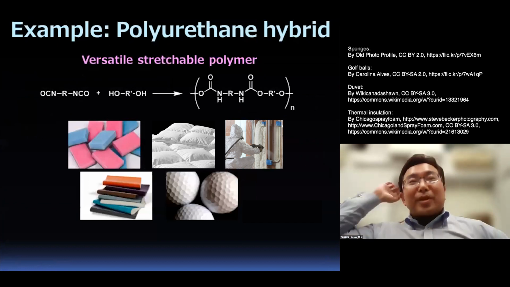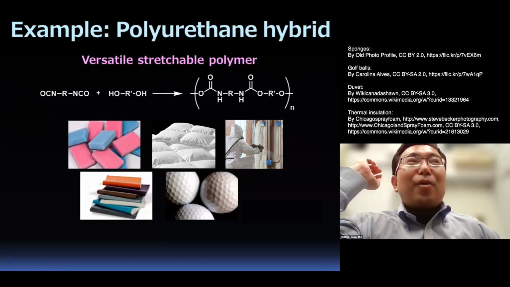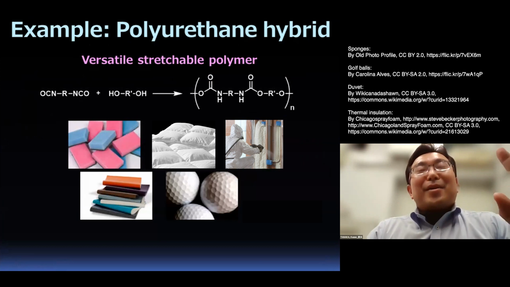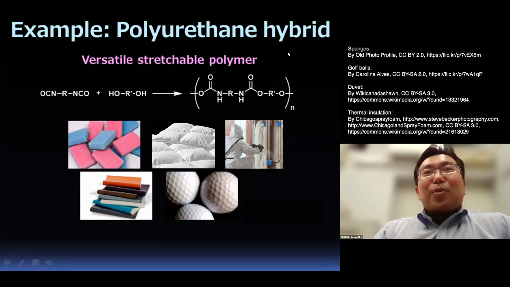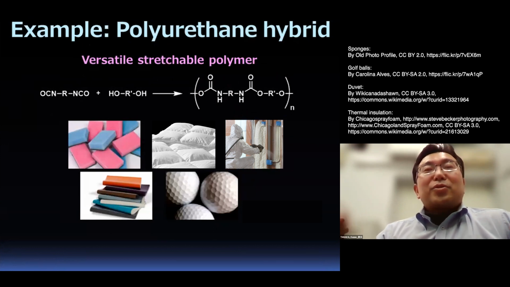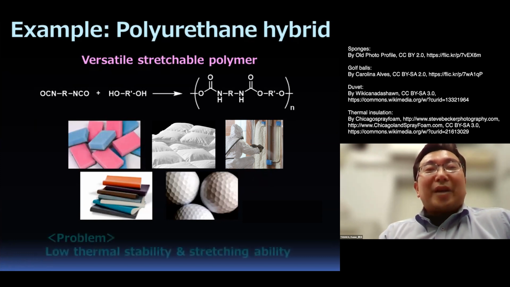I will show one example of these inorganic-containing polymers, which we named inorganic hybrid materials. Polyurethane is well known as rubber or some kind of soft, flexible, and stretchable material. In our daily lives, there are many polyurethane products. And there is one critical problem in polyurethane.